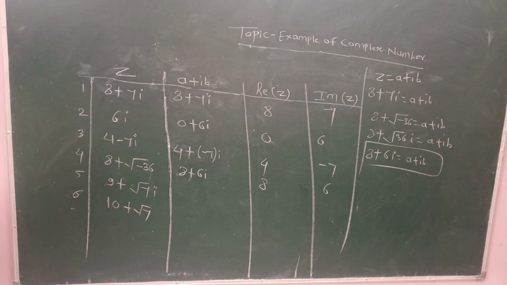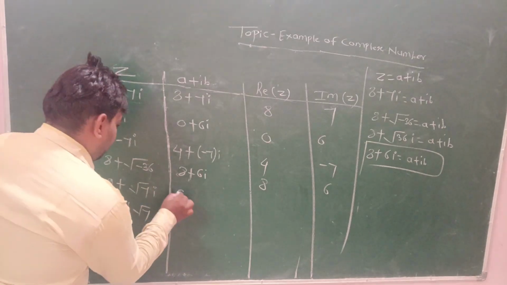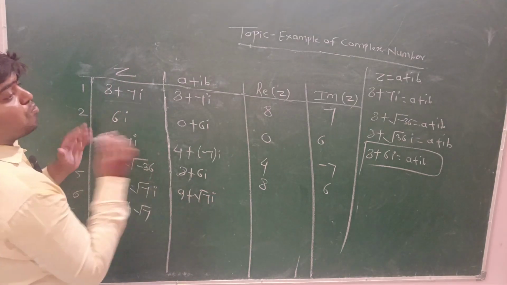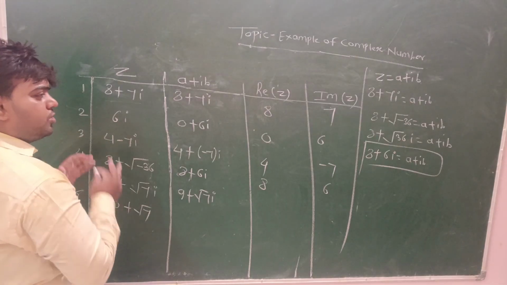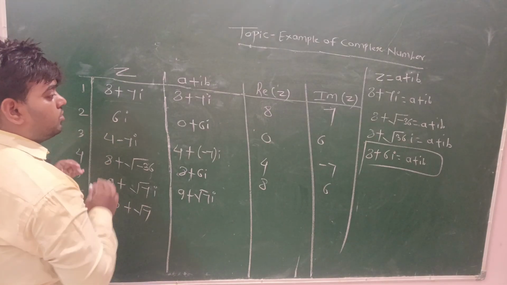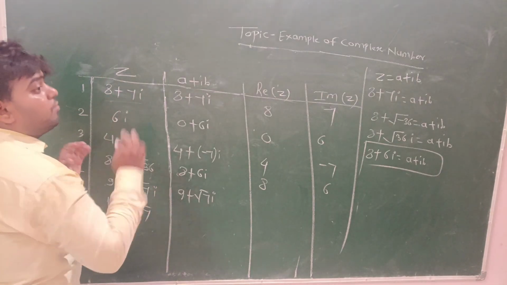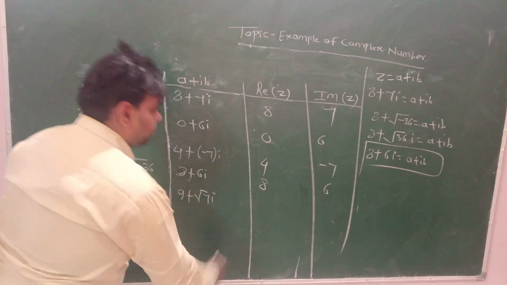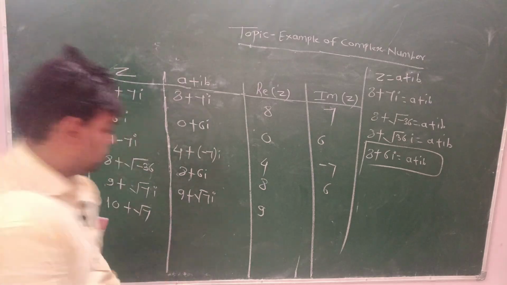Okay, in this example, 9 plus root 7i is called a plus ib. This is z here. 9 plus root 7i equals a plus ib, means that a is 9 here and root 7 is b.